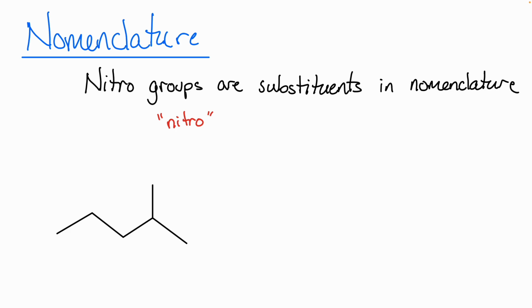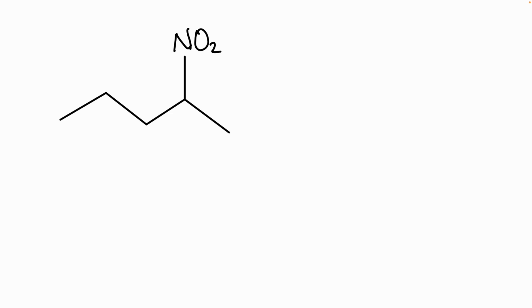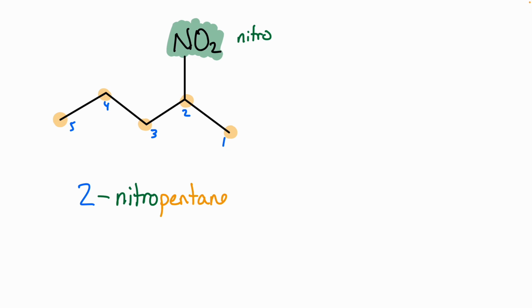All right, so if we had a molecule like this, I'm going to just abbreviate that nitro group NO2. I'm going to find my parent chain, my 5 carbons. I'm going to find and name my substituents. Again, this nitro group is a substituent. I'm going to number my chain and then put it all together. So this would be 2-nitropentane. All right, again, that nitro group is considered a substituent in the world of nomenclature.